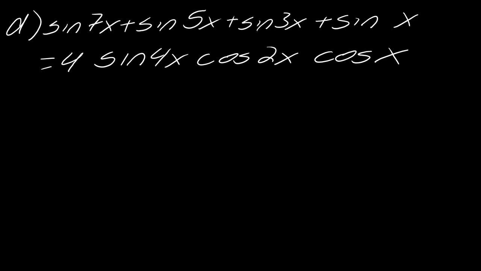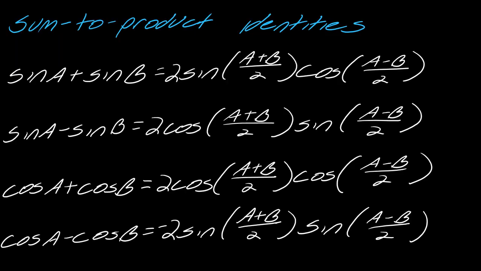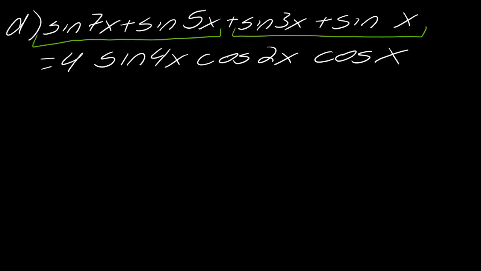So as I think through these, I guess my thought is, can I pair these up? Because I know that I have my sum to product identities, right? So by taking these pairs, I can apply this identity. So I think that's what I want to do here. So I'm going to apply this identity. We're going to start on the green side.